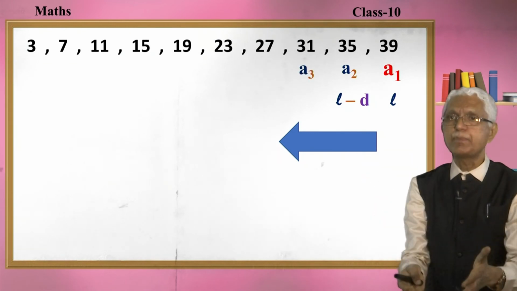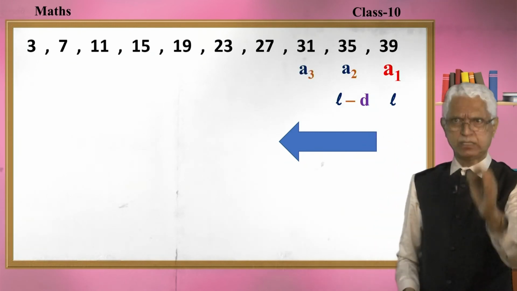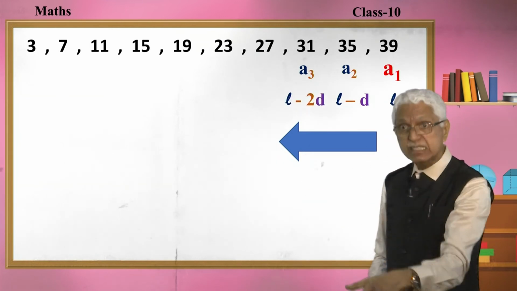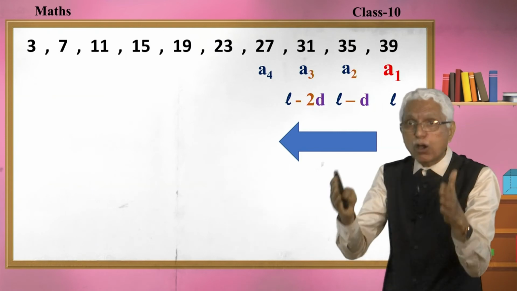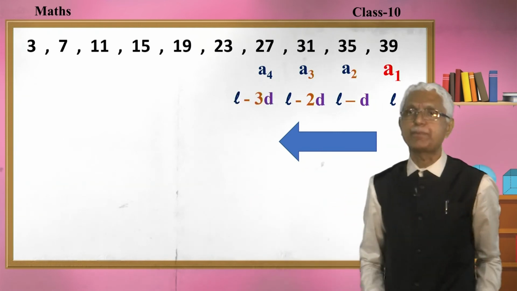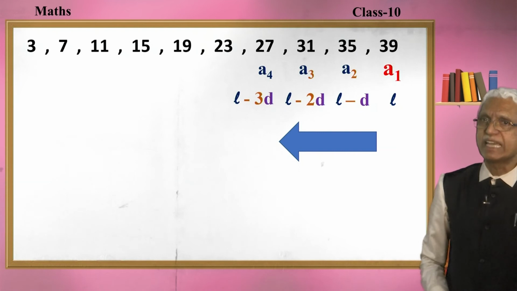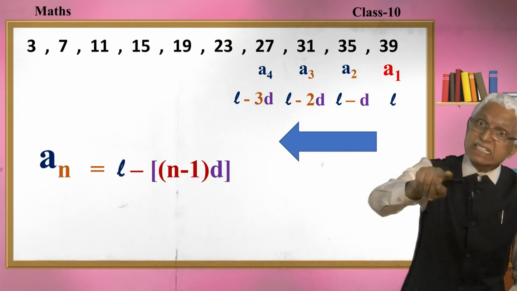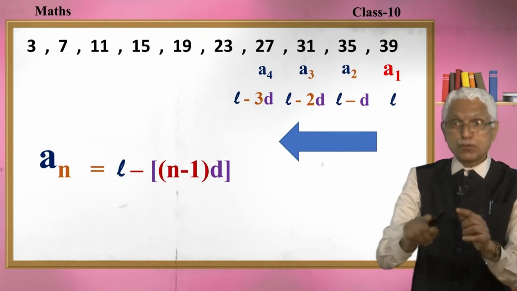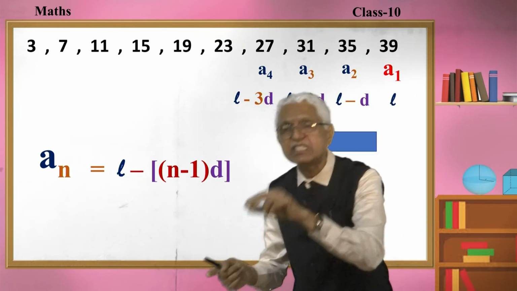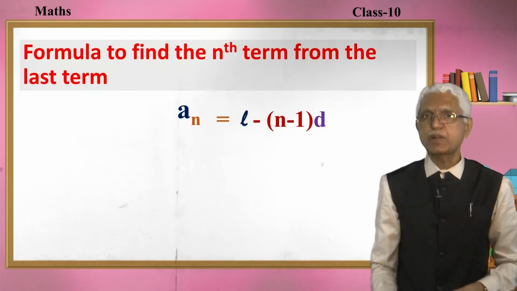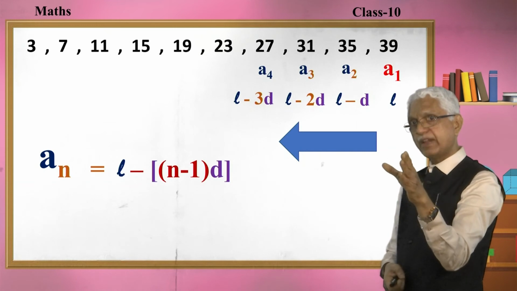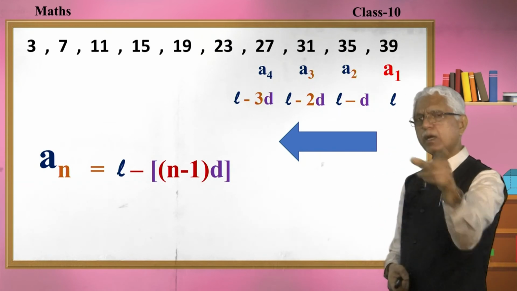In this given AP, it is a finite AP. 3 is the first term, 39 is the last term. I know the first term, I know the last term. Hence, I know definitely how many terms are there. So, you call the last term L. Beautiful. Previous term, L minus d. If you want the next term, add the difference. If you want the preceding term, subtract the difference. L is the last term. How did you get 35? Subtracting the difference. What is the difference?